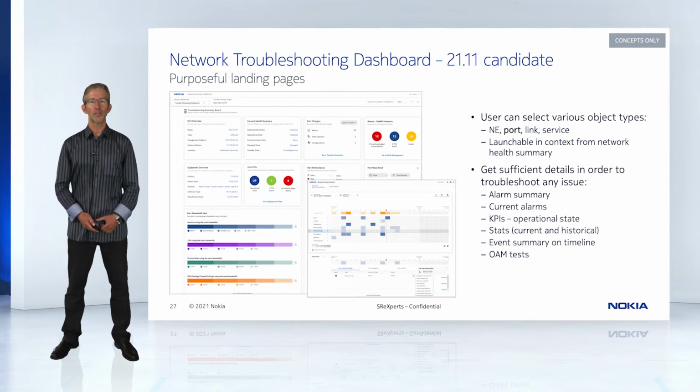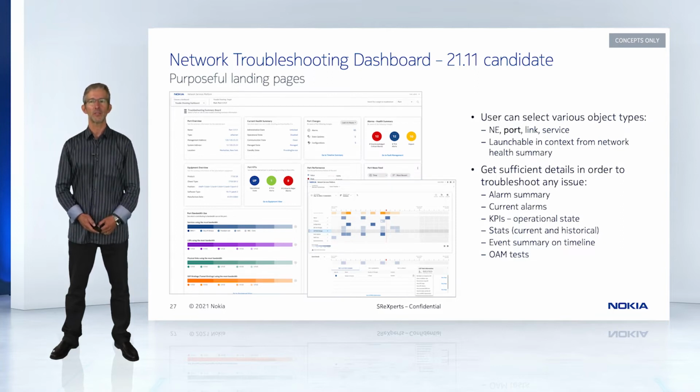Taking a look forward a little bit, we're adding an additional dashboard later on this year, this time in the context of troubleshooting purposes. So one of the starting points might be what I was just describing earlier on the network count summary dashboard. In navigating in context, the user would be taken into the new troubleshooting dashboard, zooming in on a particular resource, could be a network element, could be a port, could be a card, could be a service, could be a link.